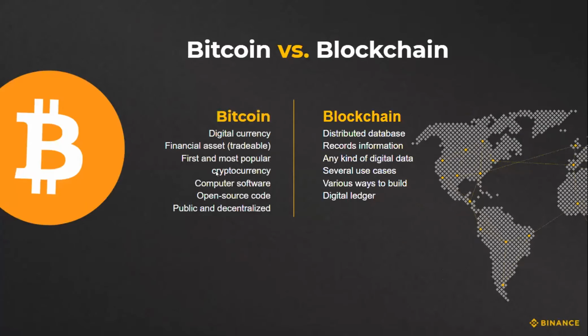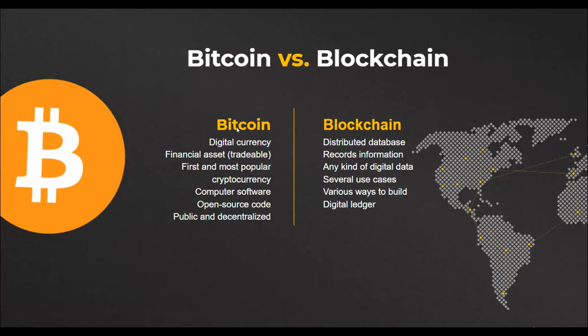Okay, so Bitcoin is a digital currency, and then blockchain is a distributed database. Bitcoin is possible because of the blockchain technology. That doesn't mean that the blockchain technology can only do cryptocurrencies, it can do a lot of other things. Bitcoin is a financial asset. Now, I can just give you 3 characteristics of Bitcoin and also other cryptocurrencies.